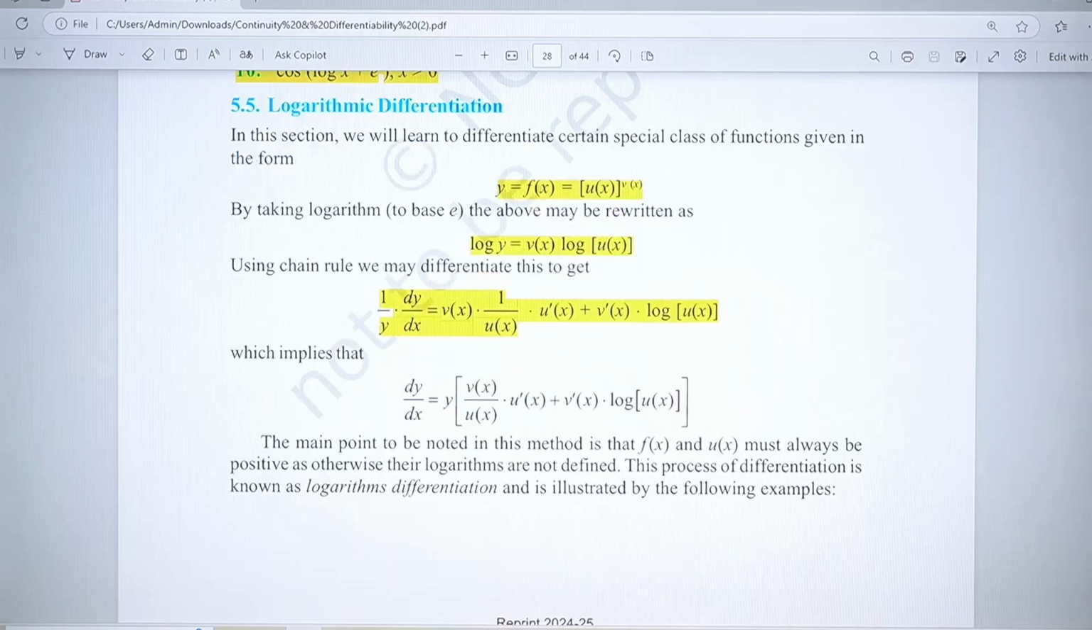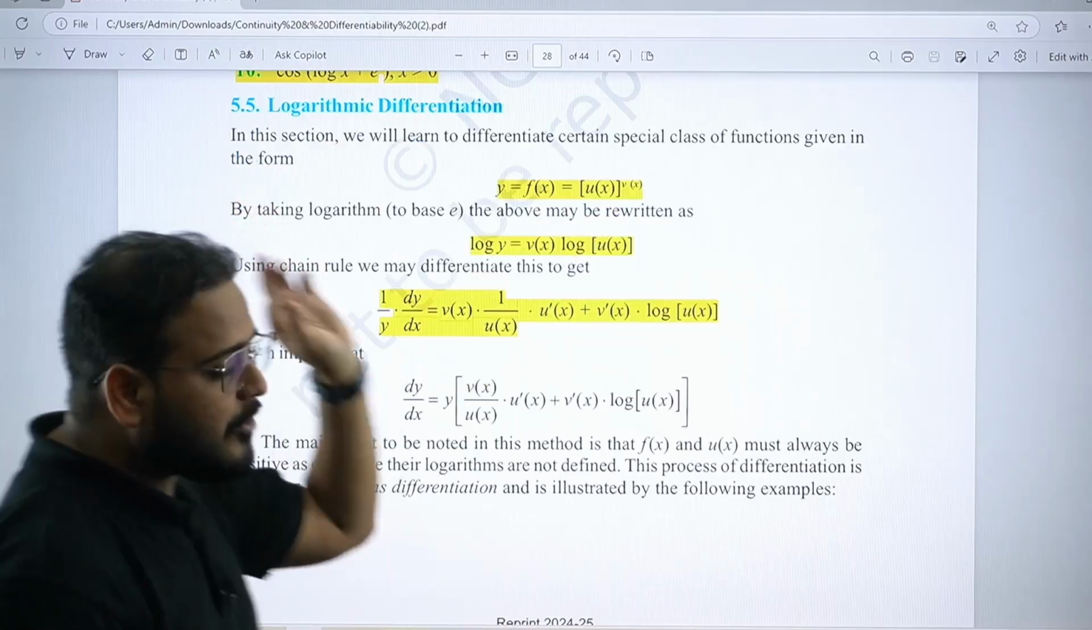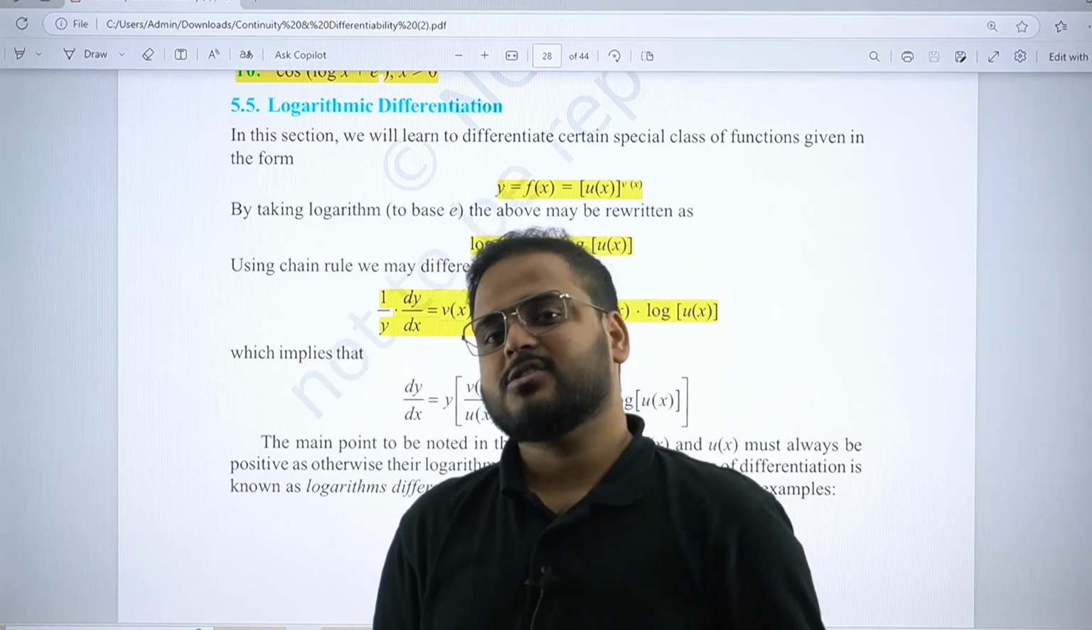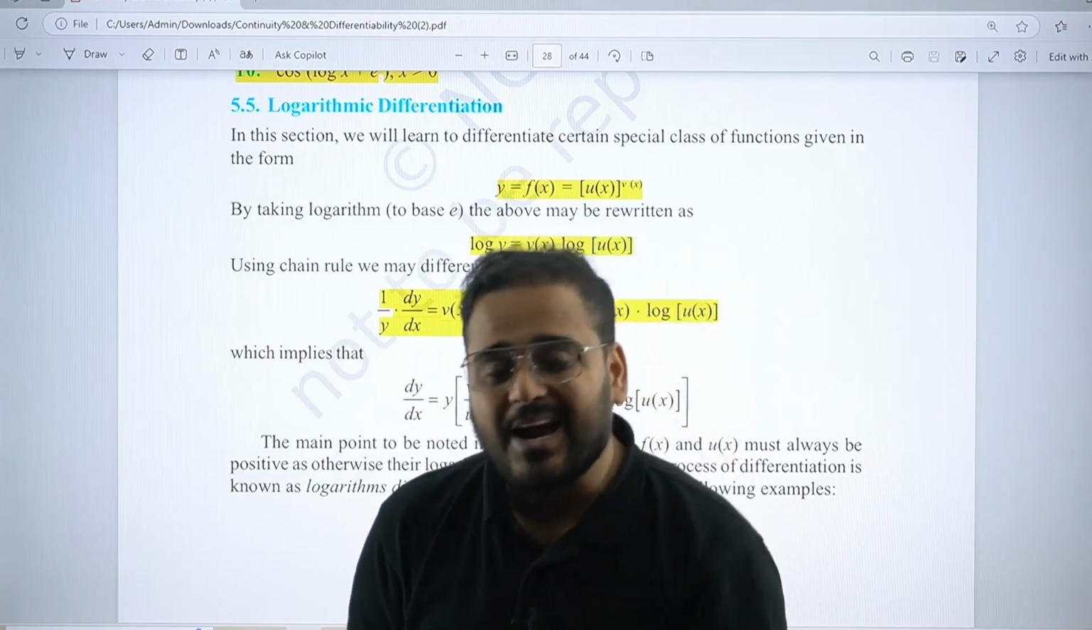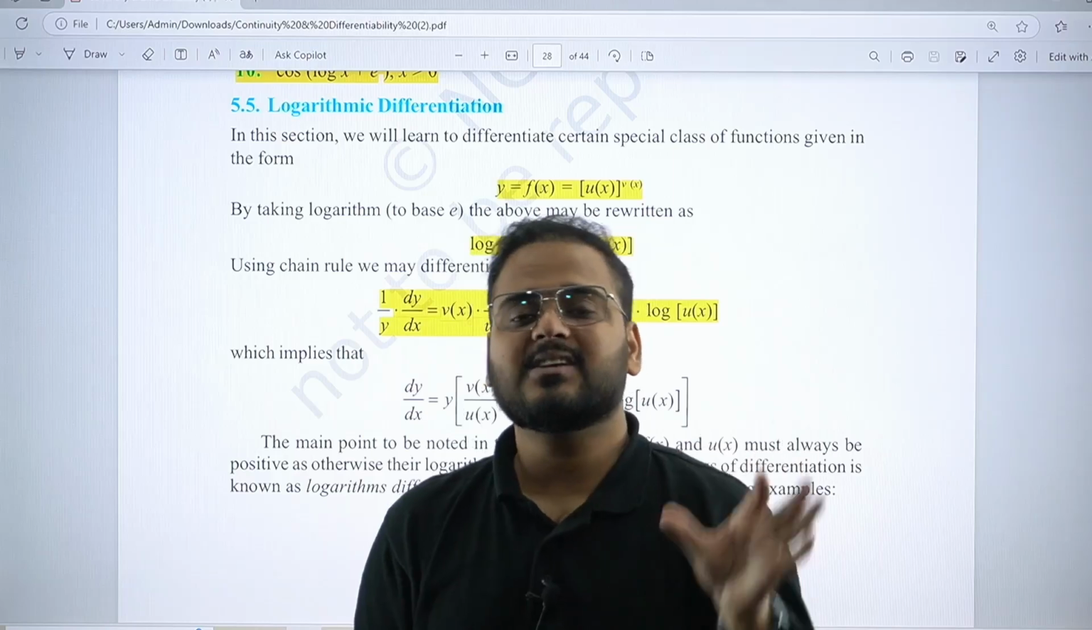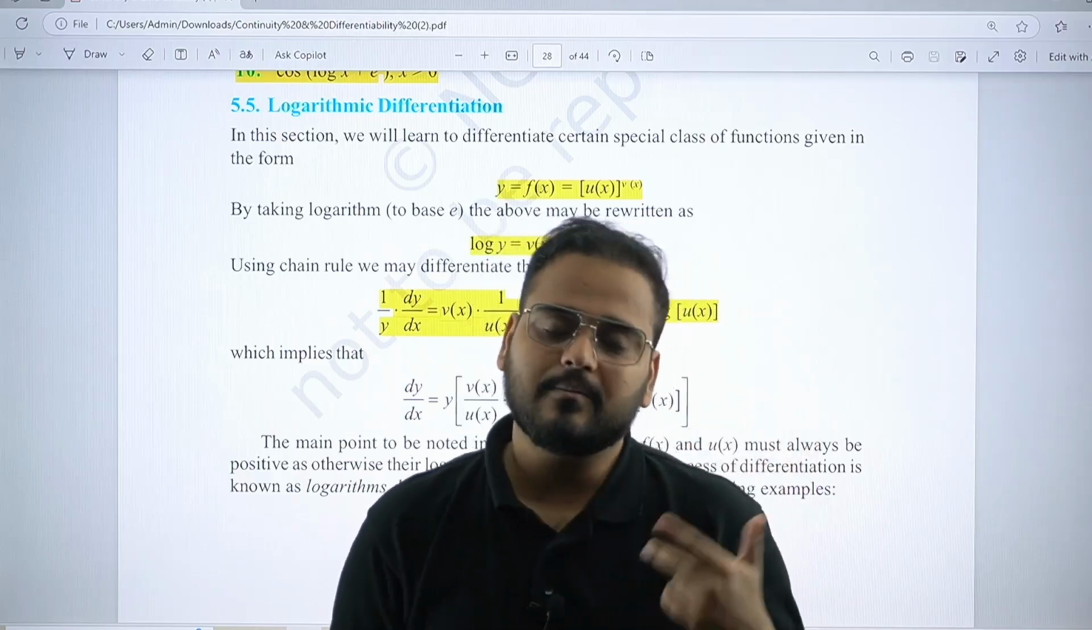Now we will move on to logarithmic differentiation. I have already told you this. Whenever you have a product of functions, power of functions or quotient of functions, apply log to it and then use the properties of log, and then you treat it as an implicit function and solve it. It will become much easier.